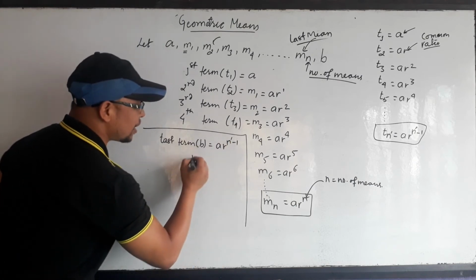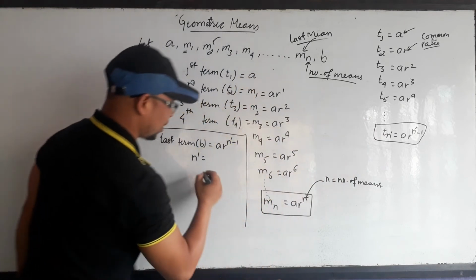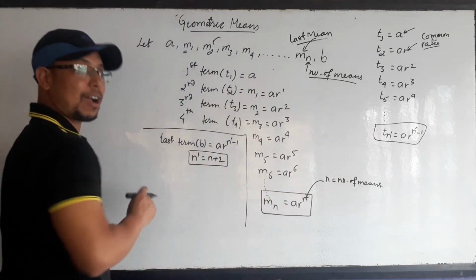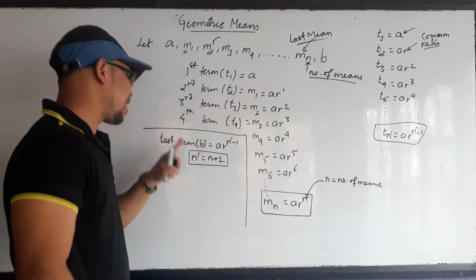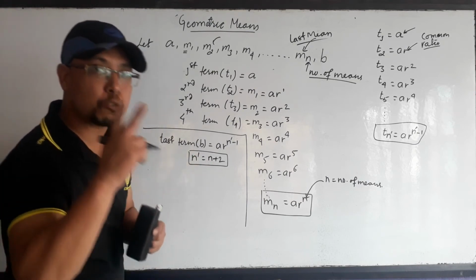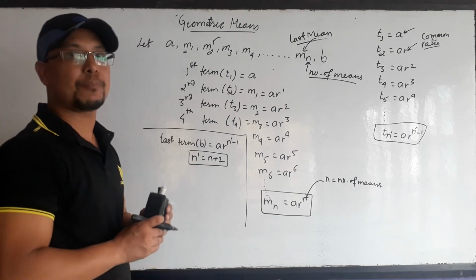Okay students, now what is the n dash value? This n dash value is always n plus 2. Remember students, n dash is n plus 2. Why n plus 2? Because n is the number of means and n dash is the number of terms. So the number of terms is always 2 more than the number of means. So n dash equals n plus 2.